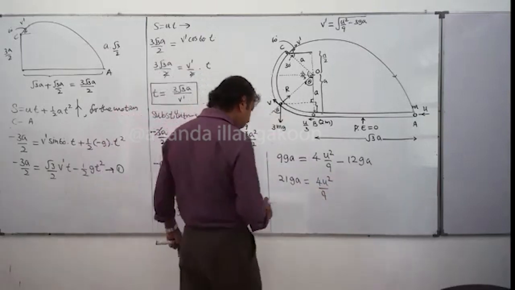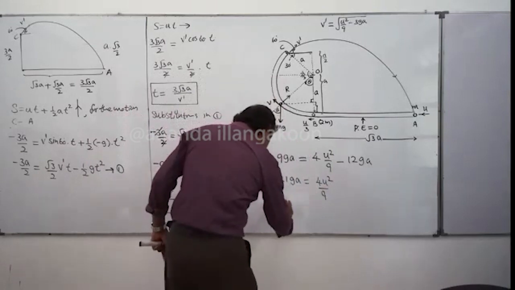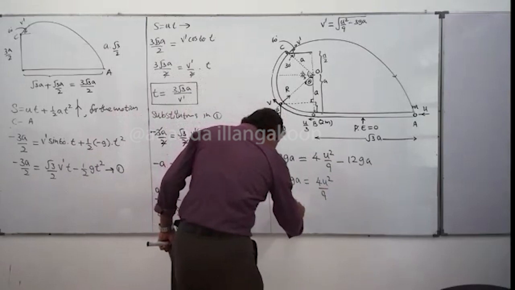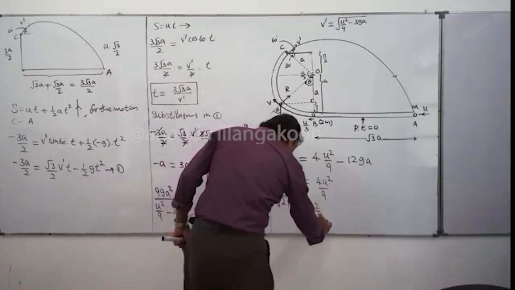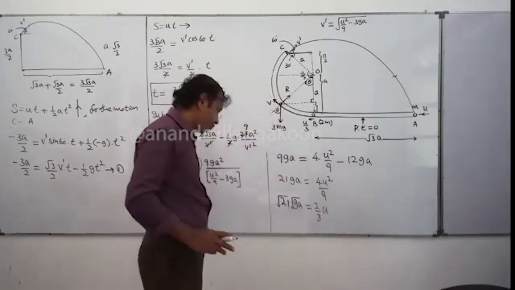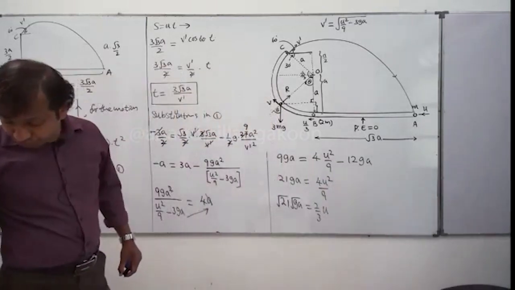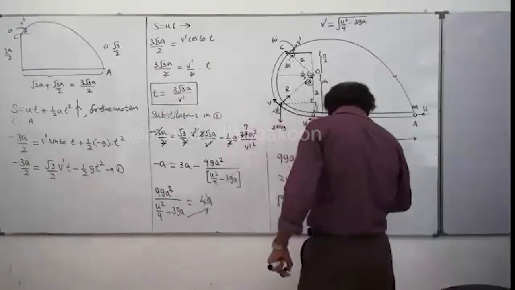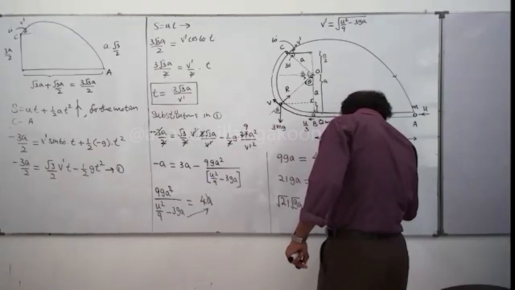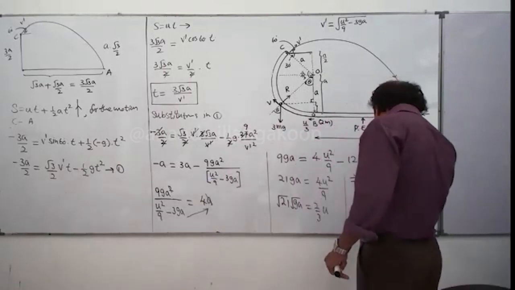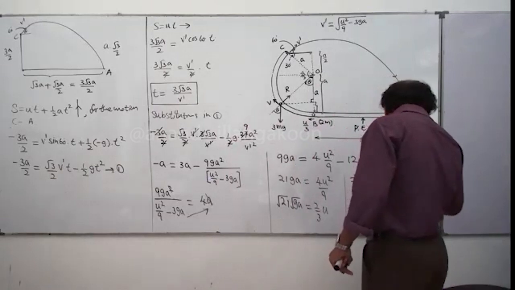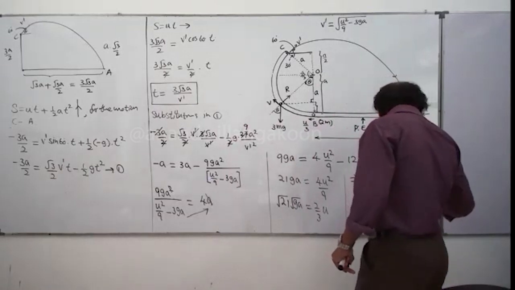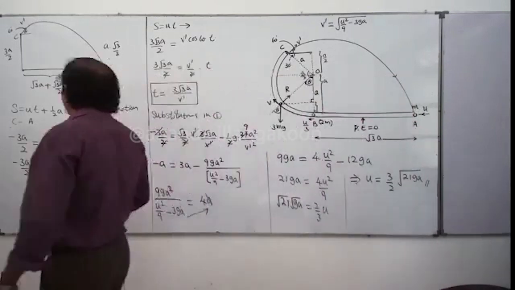Then taking the roots of all, root 21, root ga equals 2 by 3 u. Now the answer is coming, no? The answer is u equals 3 by 2 square root of 21 ga. This is how we get that answer.